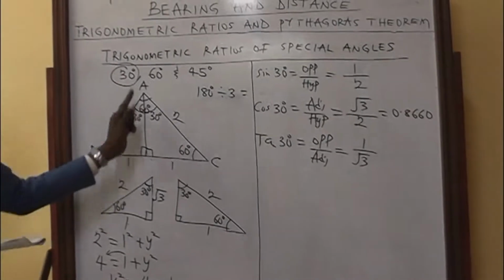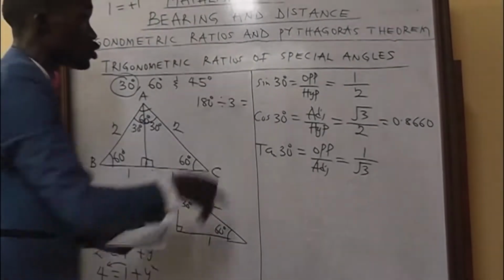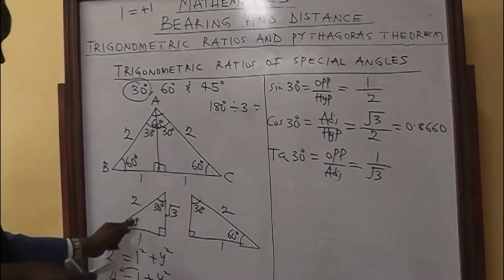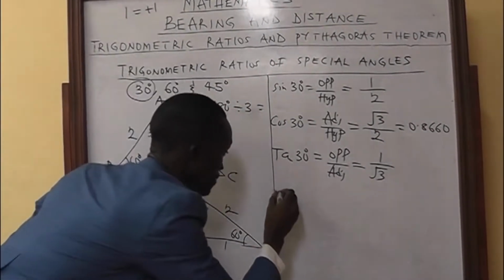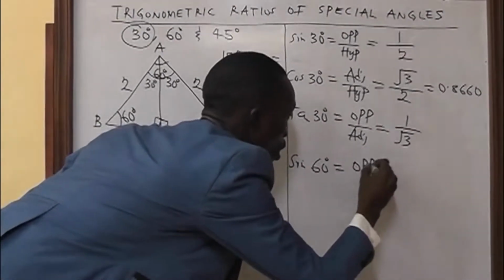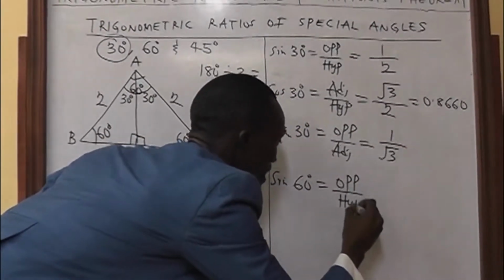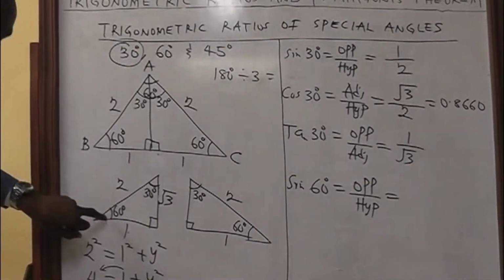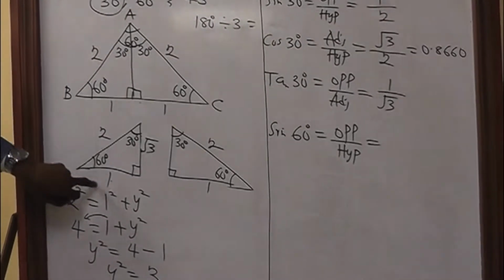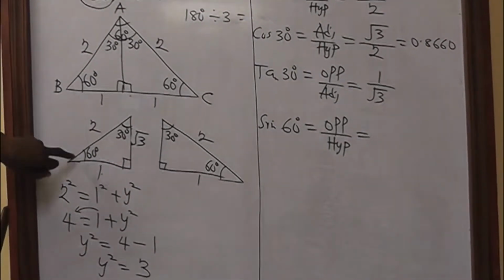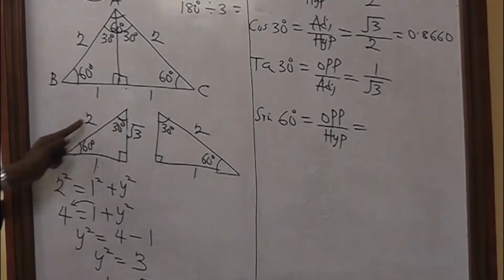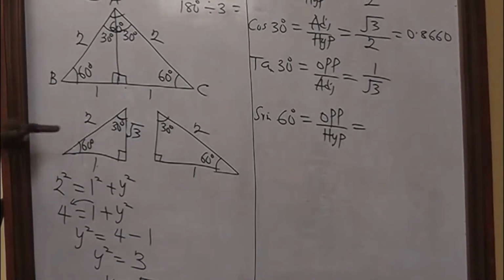So apart from 30 degree, we also have for 60 degree. We also go through the same process, but instead of using 30 this time around, we go to 60. We have sine 60 degree. That is also opposite over hypotenuse. Now to 60 degree, this is no more our opposite because we have changed from 30 to 60. To 60 degree now, this will serve as our opposite, and the longest side still remains the hypotenuse.